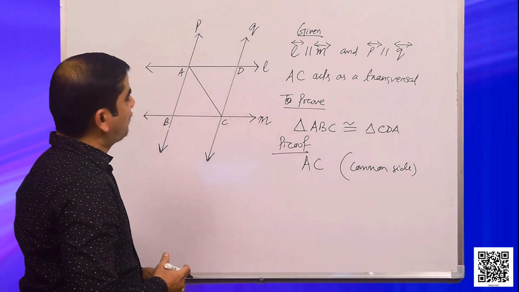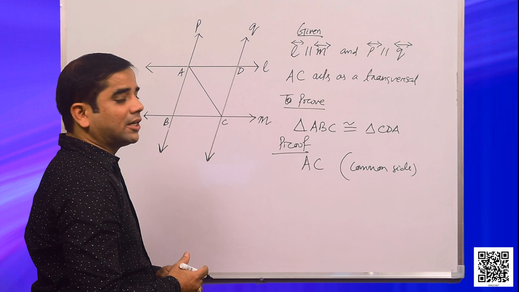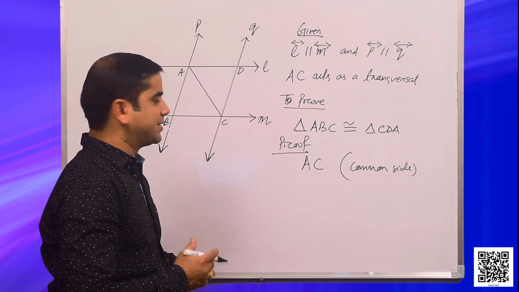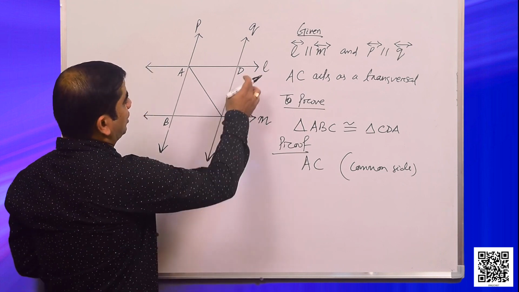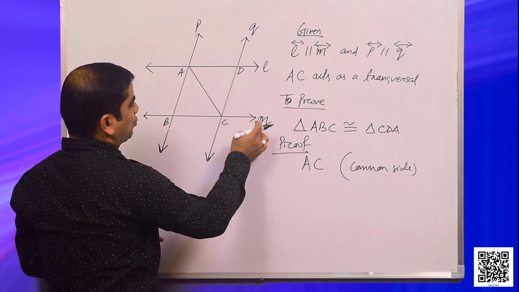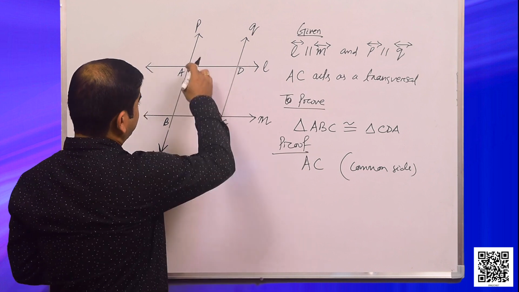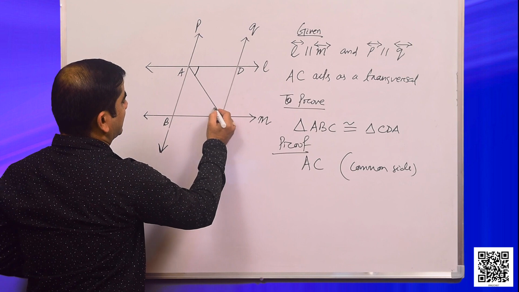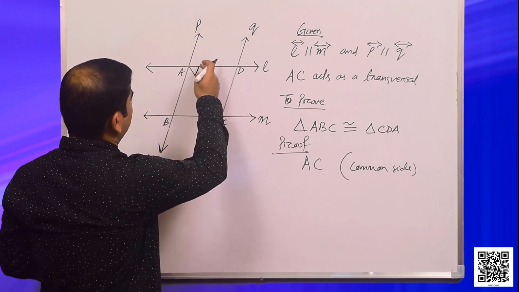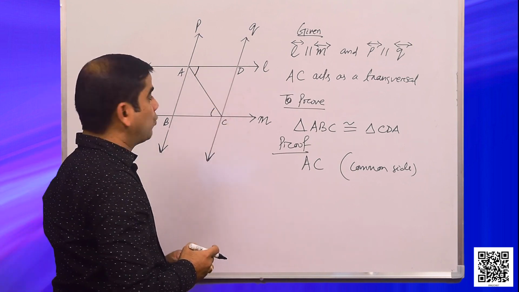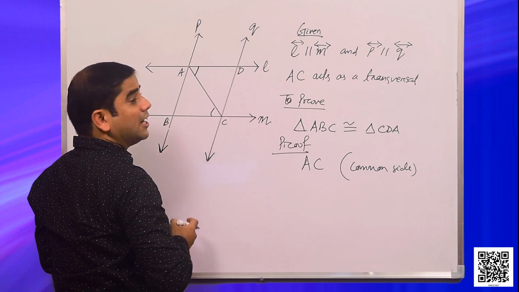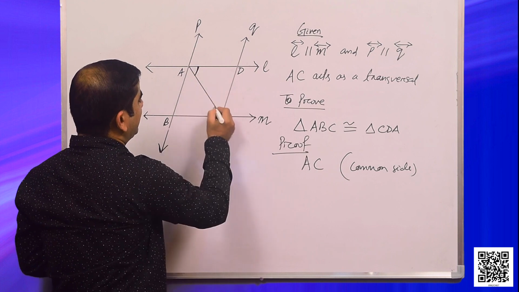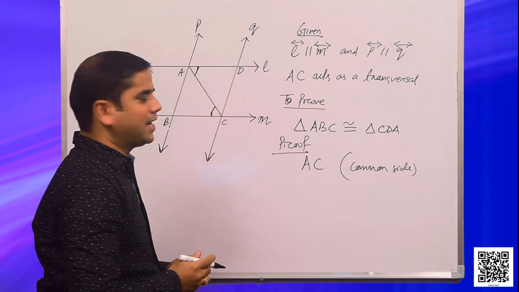What else can we find? Now let us concentrate on the rules of parallel lines and transversal. So as we know, line L is parallel to M and AC is a transversal. So these two angles are equal. Why? Because they are interior alternate angles.